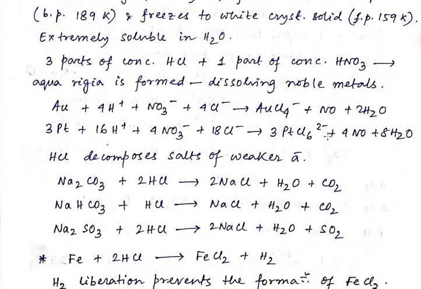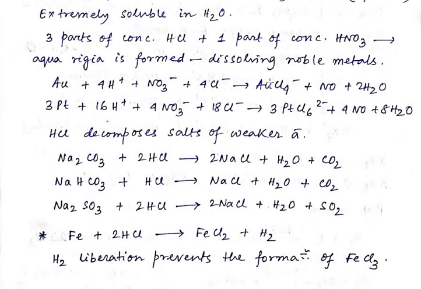And the next thing is the aqua regia. That is also important. What is aqua regia? Aqua regia is 3 parts of concentrated HCl and 1 part of concentrated HNO3. If I mix the 3 parts of concentrated HCl and 1 part of concentrated HNO3, then it will give the aqua regia, and that aqua regia dissolves the noble metals. So that is very important, the aqua regia.